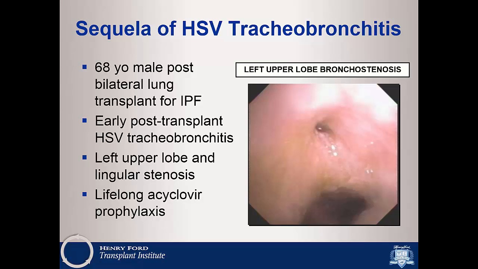This is another individual who we transplanted. I'm sure many of you took care of him. He had a bilateral transplant for pulmonary fibrosis, and we couldn't figure out why he was having these peripheral airway stenosis. This is his left upper lobe bronchus that you see become slit-like, and eventually we didn't see anymore. And after multiple biopsies, we found that he had herpetic infection of his airway. He was a CMV negative-negative patient, so wasn't getting any prophylaxis, and was HSV positive, and this is the result of HSV in his airway.